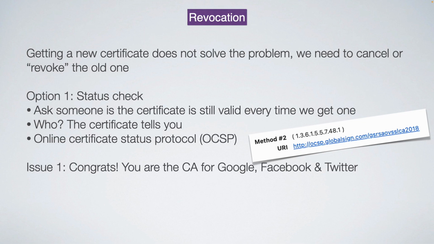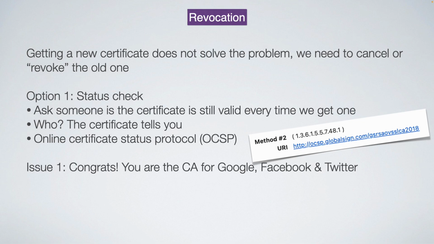So basically, every time someone gets a Google certificate, they have to ask you whether it's valid or not. And even if they already asked you, they have to ask you again, because maybe since the last time they asked you, it's changed, right? Okay? So every time a user connects to Google, they're also connecting to you.